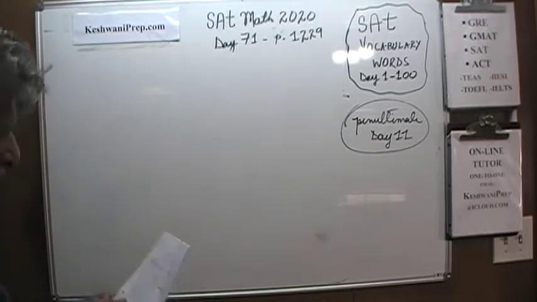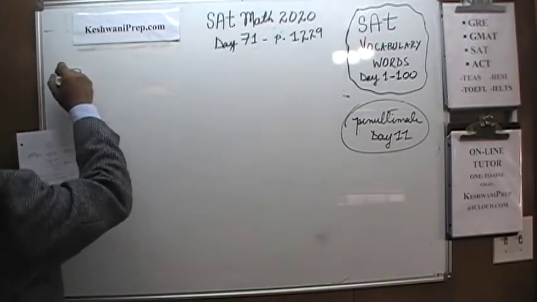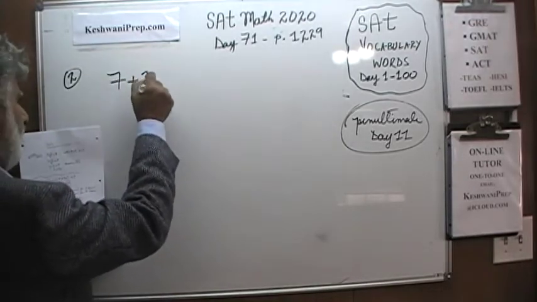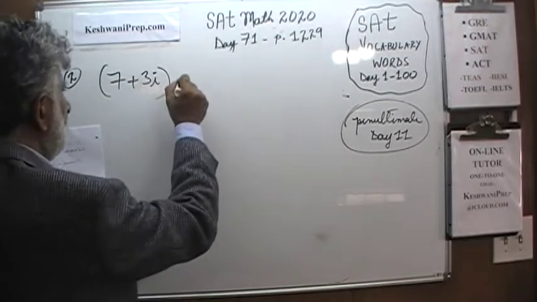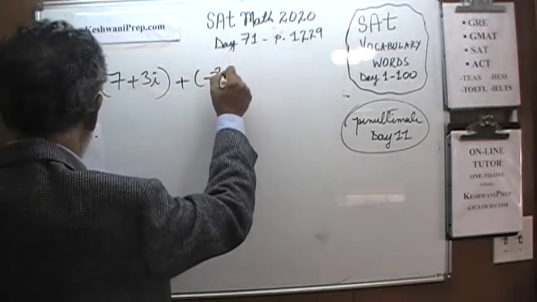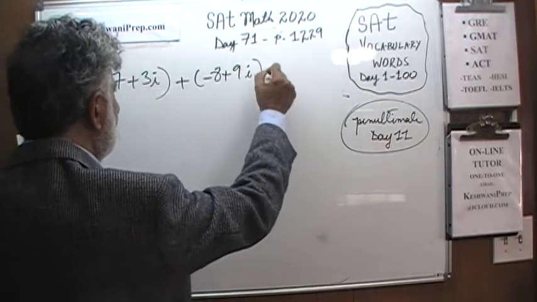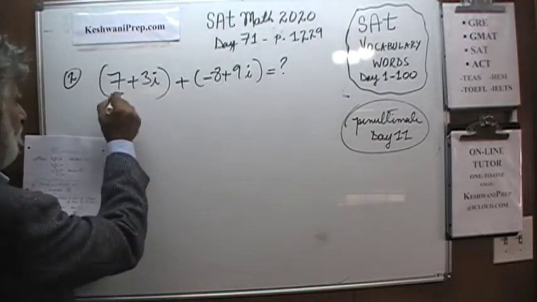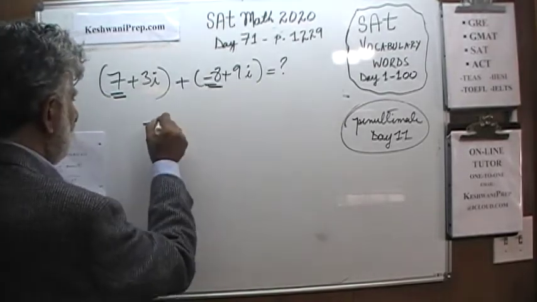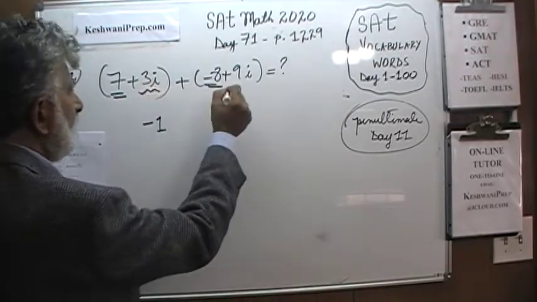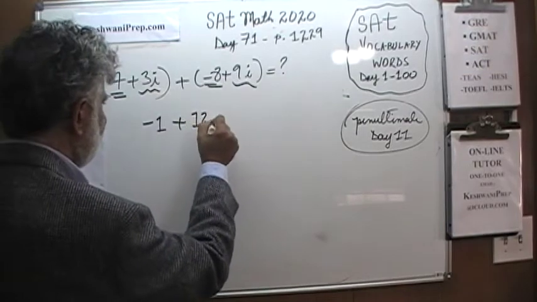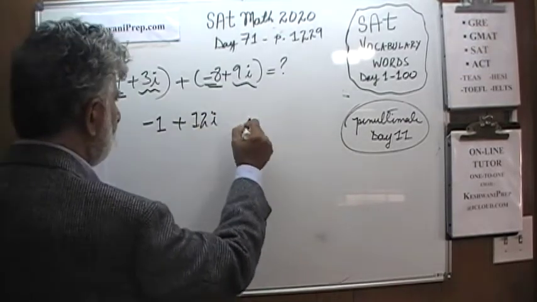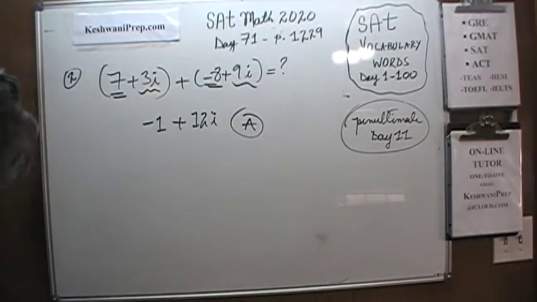In number 2, we are given two quantities in parentheses. We are told 7 plus 3i plus minus 8 plus 9i equals how much? Well, let's combine the like terms. We have a positive 7 and a negative 8, that's just negative 1. And then we have 3i and 9i, that's 12i. And that's all there is. That's answer choice A. Let's do the next one.